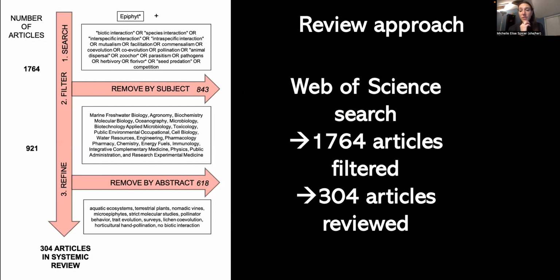This was a systematic review. We basically looked on the Web of Science and we did a sort of a multi-step filtering process. I'm happy to talk more or field questions online about this, but we filtered it down to be 304 articles eventually that we analyzed for this review.